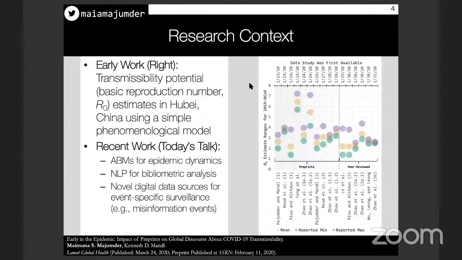Our earliest work involved assessing the transmissibility potential, often described as the base reproduction number, or R0. It's often denoted as R sub 0, associated with SARS-CoV-2 in Hubei, China. The base reproduction number is often defined as the average number of secondary infections caused by a single index case in a fully susceptible population.